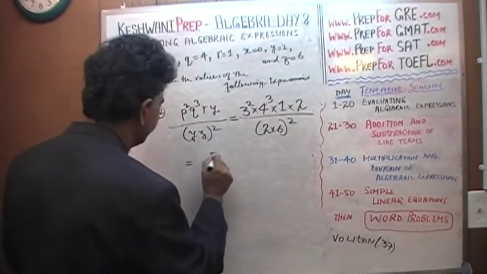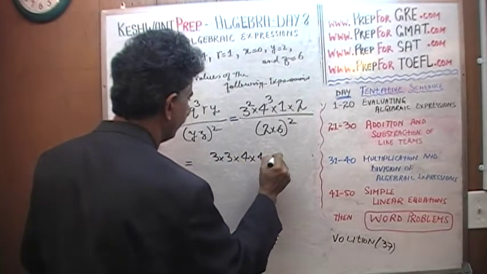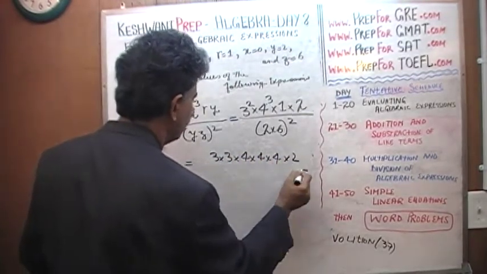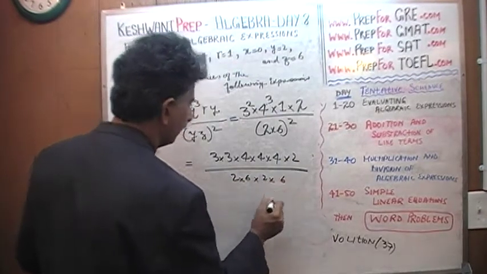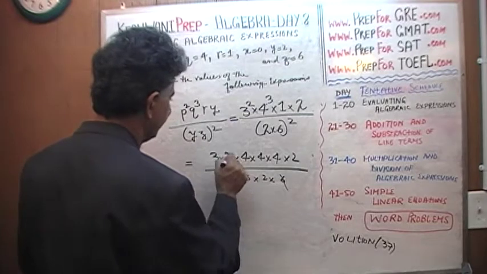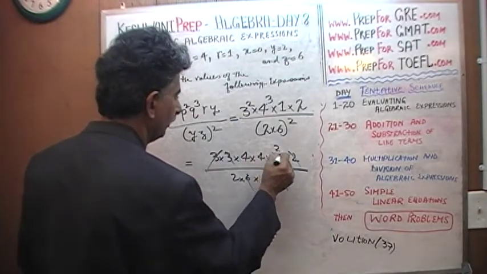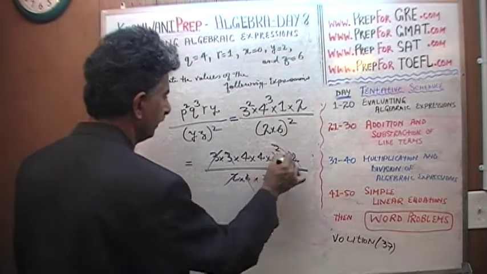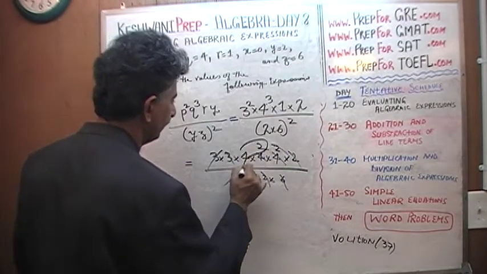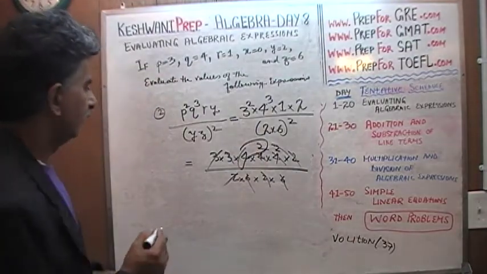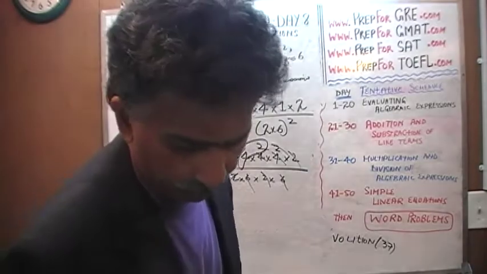3 squared, which is 3 times 3. 4 cubed, which is 4 times 4 times 4, times 2, over 2 times 6 times 2 times 6. I see a 6 here and 3 times 2 makes a 6. I see a 6 here and 3 times 2 will make it 6. I see a 2 here and 2 there. I see a 2 here and 4 here. There we go, that's it. We're left with 4 times 2, which is 8. The answer is 8. That's how you do it.